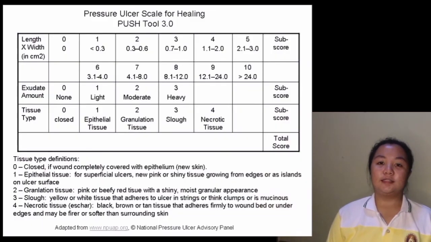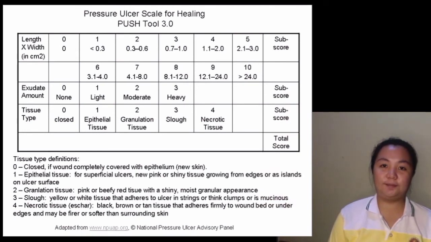Estimate the amount of exudate or drainage present after the dressing is removed and after any topical treatment applied to the ulcer. Exudate or drainage should be classified as none, light, moderate, or heavy.